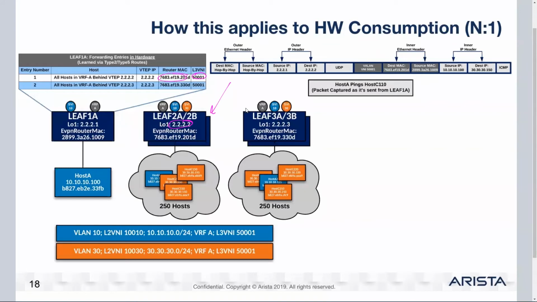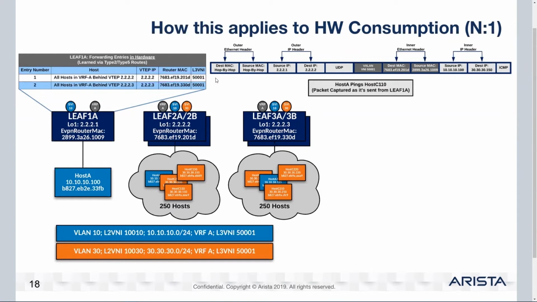So now we have an N-to-1 mapping. Instead of 250 unique forwarding entries in hardware, because we're no longer bridging to these remote hosts, we don't need to maintain those in hardware. So at this point, we can represent all 500 hosts via 2 forwarding entries in hardware, because the resolution, regardless of which host we're trying to reach, is ultimately going to resolve to the same information. So this gives us our N-to-1 mapping.